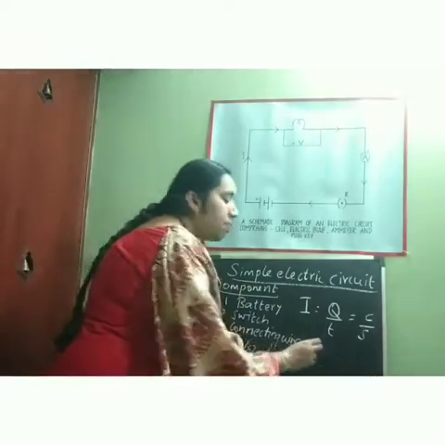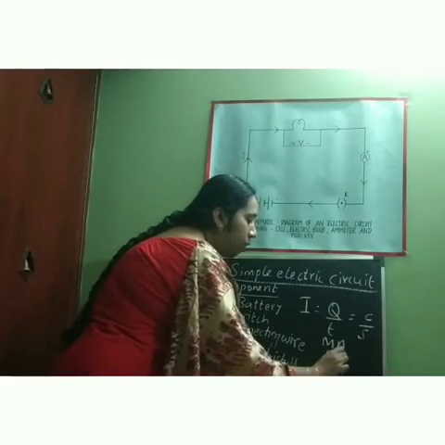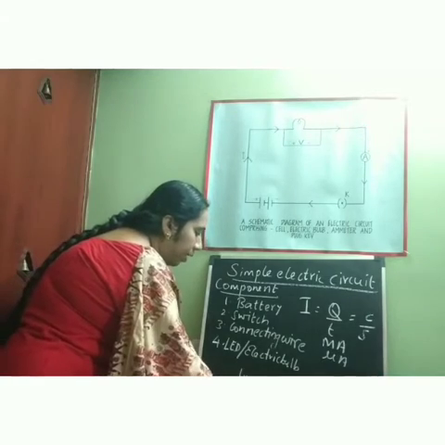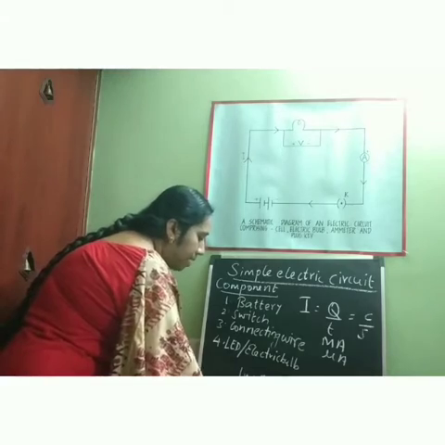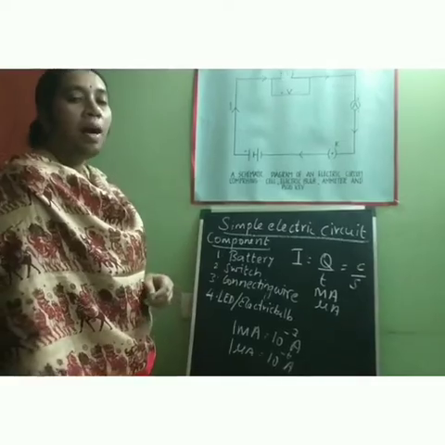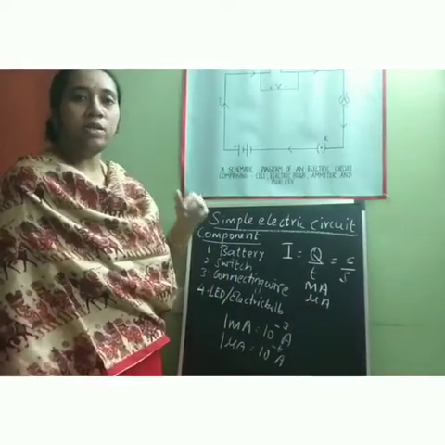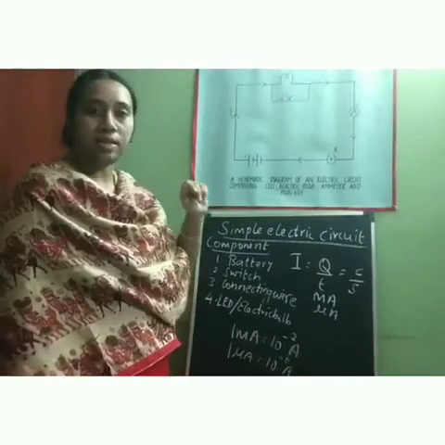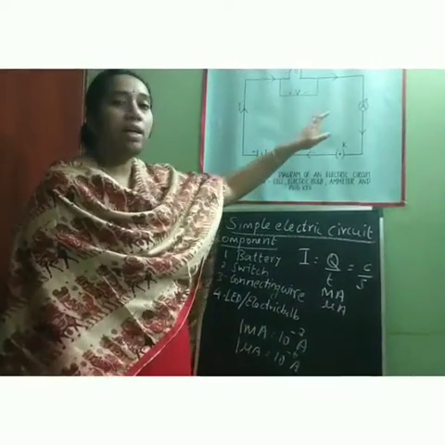Smaller amounts of current are measured in milliamperes and microamperes. 1 milliampere is equal to 10 power minus 3 ampere. 1 microampere is equal to 10 power minus 6 ampere. An ammeter is an instrument. See, this is an ammeter. An ammeter is an instrument used to measure the amount of electric charge flowing inside the circuit. This ammeter should always be connected in series to the circuit.